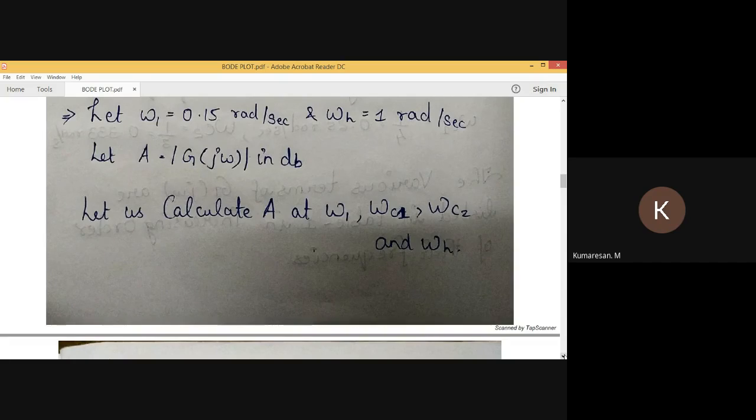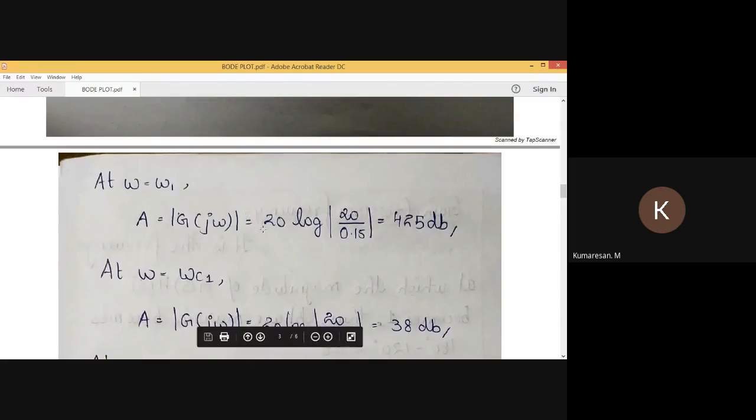So for this we can use the formula 20 log of 20 divided by 0.15. For the lower frequency and the first frequency there is no slope change, so in case there is no slope change, only this formula we use: 20 log of 20 divided by the lower frequency. That is nothing but 42.5 decibel.